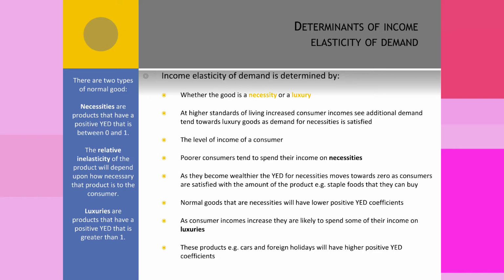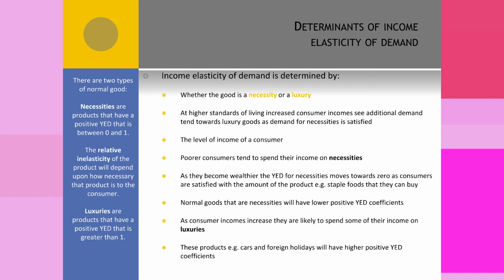Therefore, all the things that we need in life are already covered, so we have more disposable income to buy luxury items. For example, perhaps a boat or a paddleboard or any other item once all of your necessities are satisfied. So it is determined by the income of a consumer. And poorer consumers tend to spend their money on necessities because that's what needs to be bought first. We need to cover all of our needs before we get our wants.